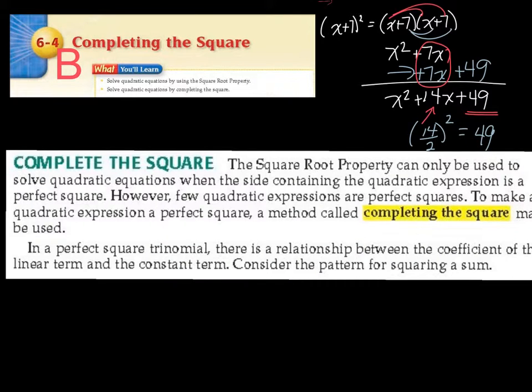The square root property can only be used to solve quadratic equations when the side containing the quadratic expression is a perfect square. However, few quadratic expressions are perfect squares. To make a quadratic expression a perfect square, a method called completing the square may be used. In a perfect square trinomial, there is a relationship between the coefficient of the linear term and the constant term.